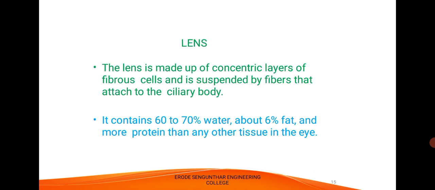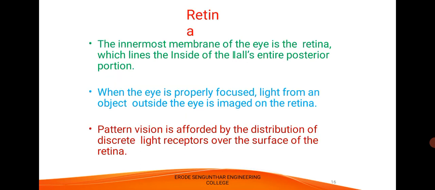An important part of the eye is the lens, which is made up of concentric layers of fibrous cells and is suspended by fibers that attach to the ciliary body. It contains 60 to 70% water, about 6% fat, and more protein than any other tissue in the eye. Next is the retina. The innermost membrane of the eye is the retina, which lines the inside wall of the entire posterior portion. When the eye is properly focused, light from an object outside the eye is imaged on the retina.